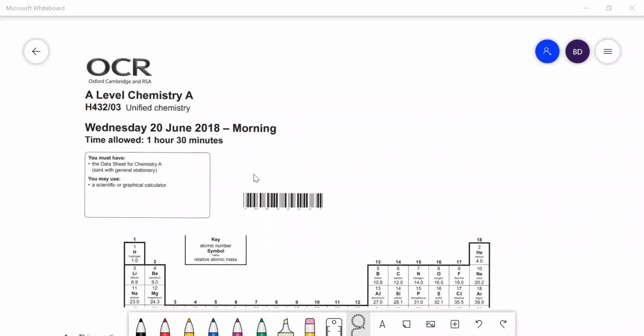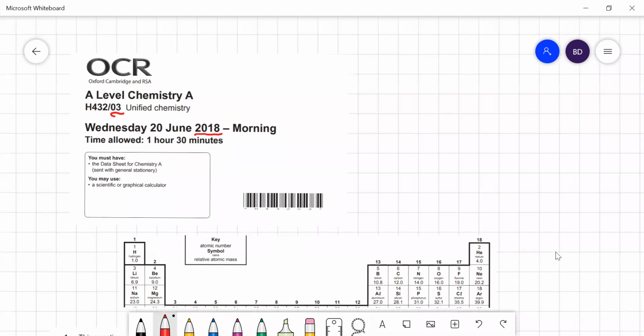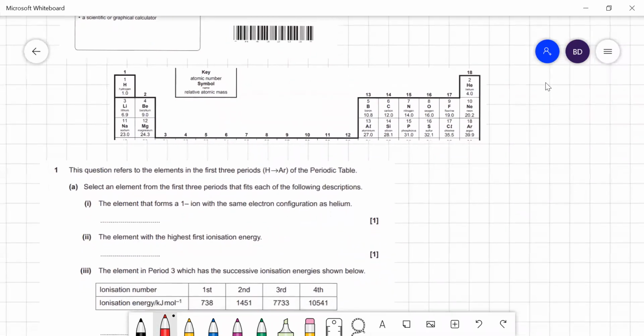In this video, I'm going to go through the OCR Chemistry A level. This is paper 3, Unified Chemistry, it's called, and this is the June 2018 paper. Okay, so I've pasted in this periodic table here to answer the first question.